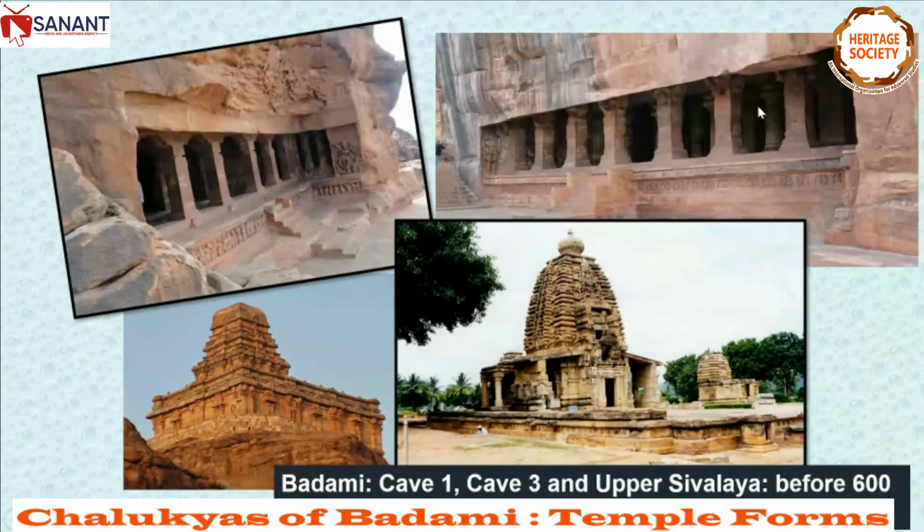There are also 2 more caves here, one of Vaishnava affiliation and one of Jaina affiliation. Then there are a couple of caves in Aihole also. And there are structural temples built in the Dravidian tradition, for instance, and the Nagara northern tradition also.